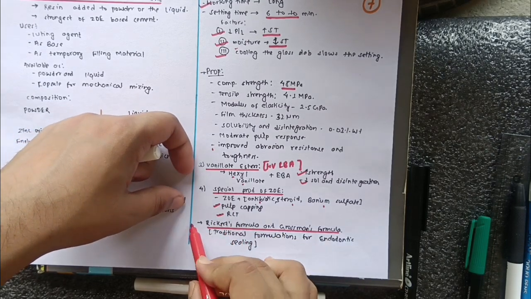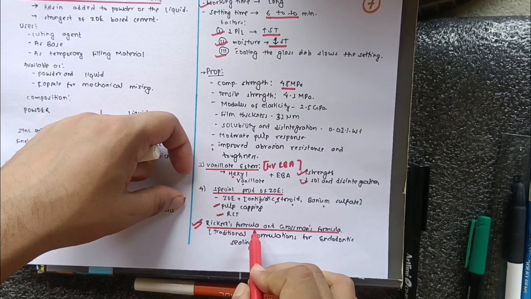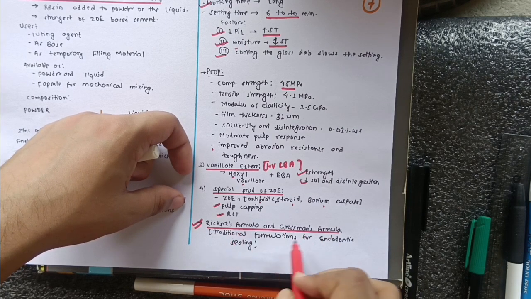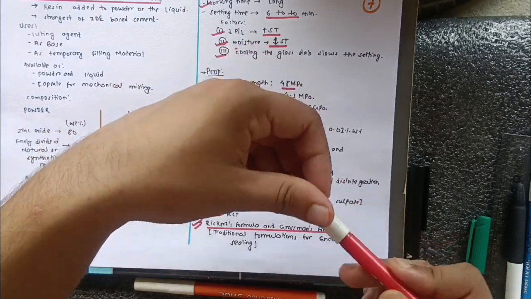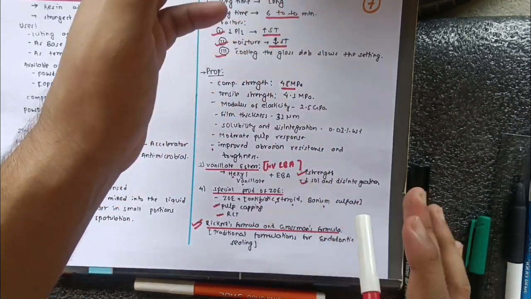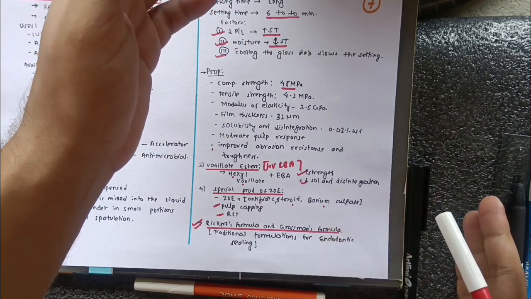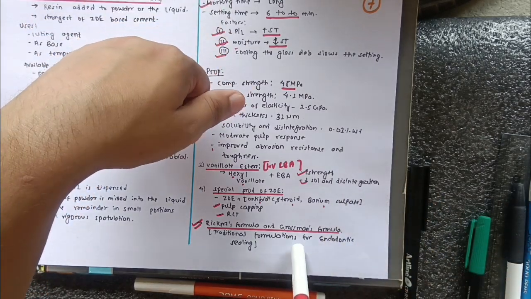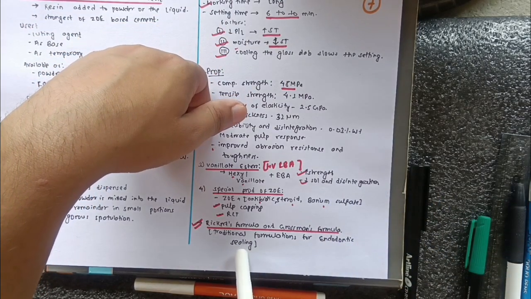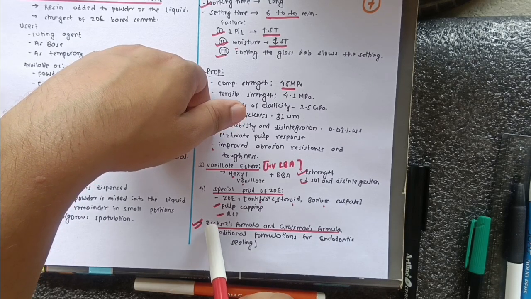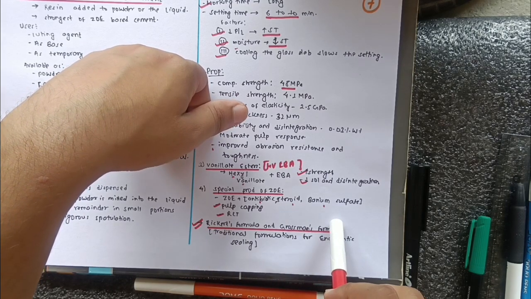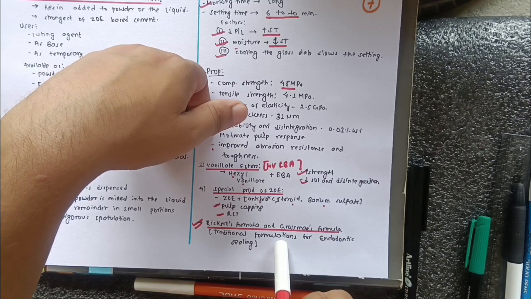Similarly, the thing that we should remember is Rickert's formula or Grossman's formula. It is important here. It is a traditional formulation for endodontic sealing. Zinc oxide eugenol cement is widely used as an endodontic sealer, and there is a proper traditional formulation for it, called Rickert's formula or Grossman's formula. So this is important to remember here.